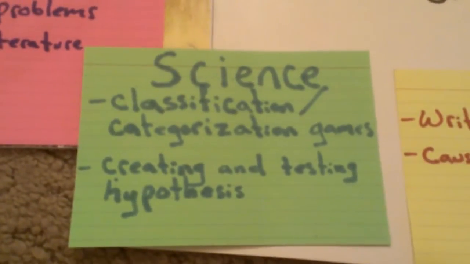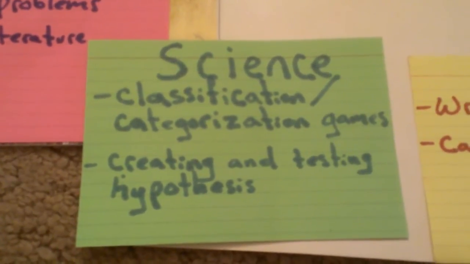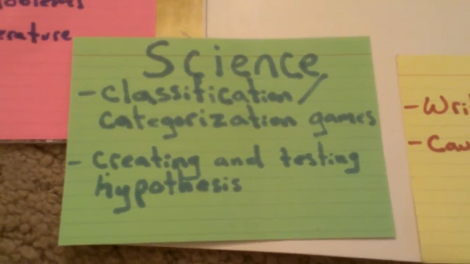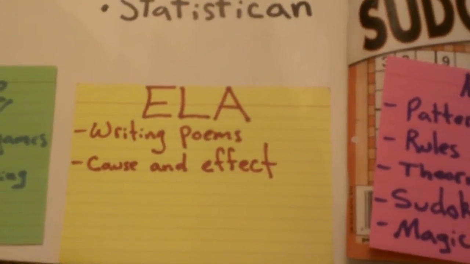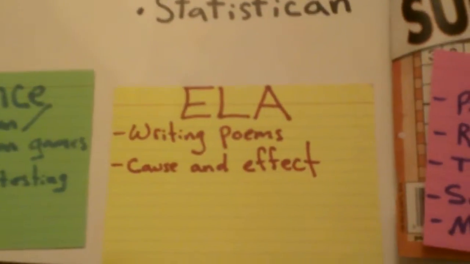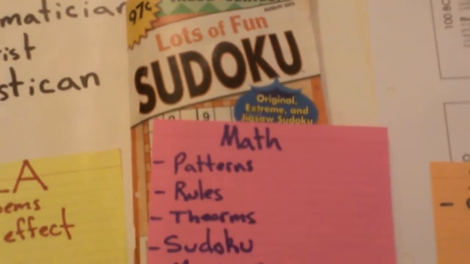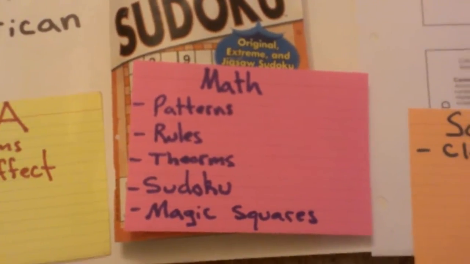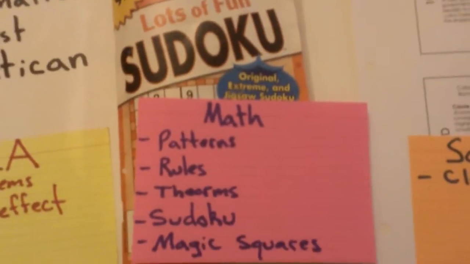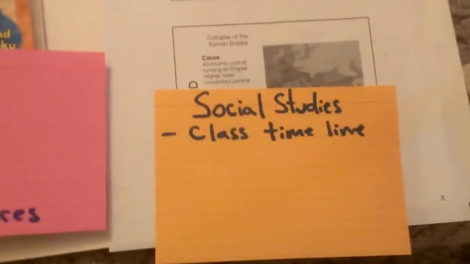For science, you could incorporate it using classification or categorization games, creating and testing hypotheses. ELA, you could write poems or do cause and effect models. Math, patterns, rules, theorems, Sudoku, magic squares. Pretty much these people like math, so you can't really go wrong in the math category.